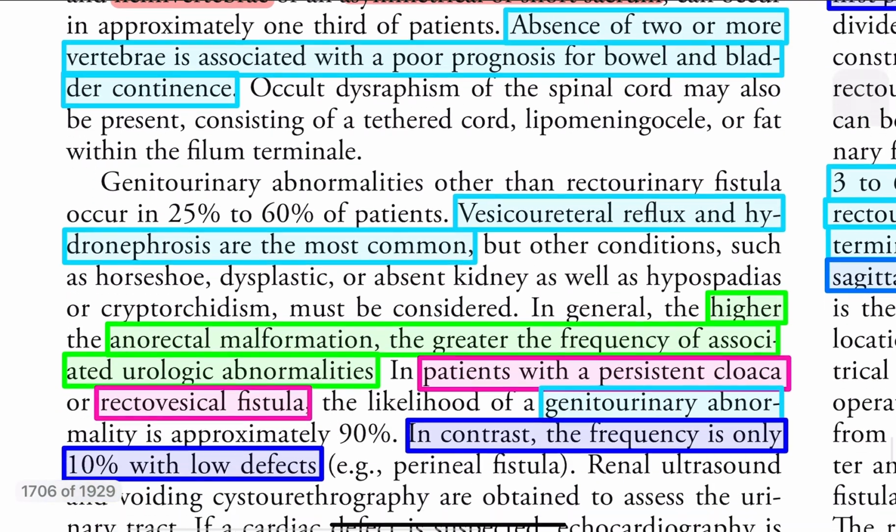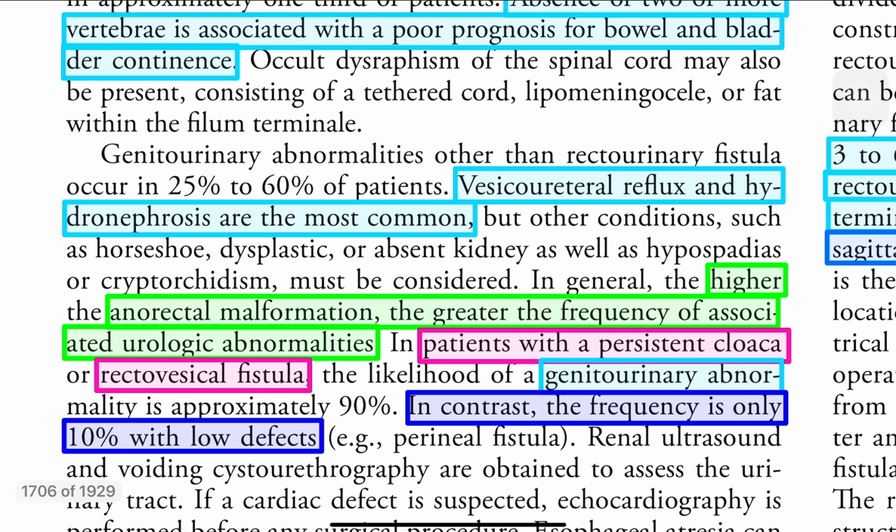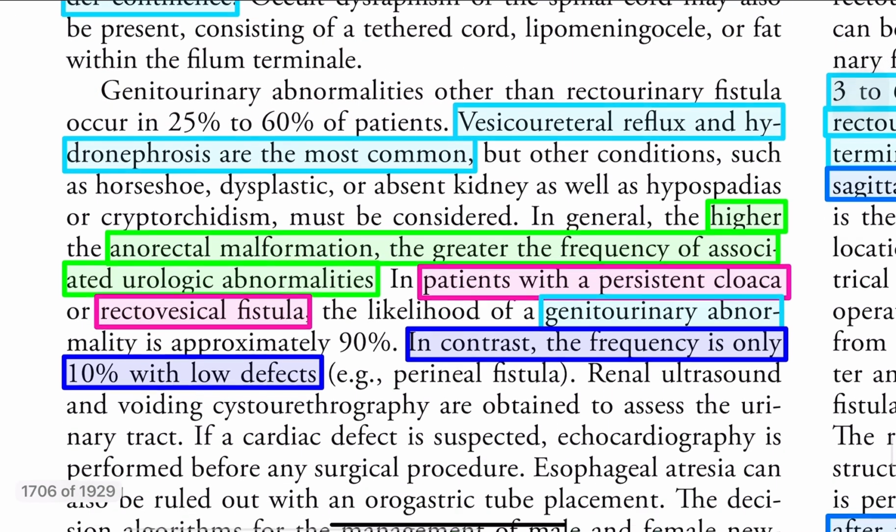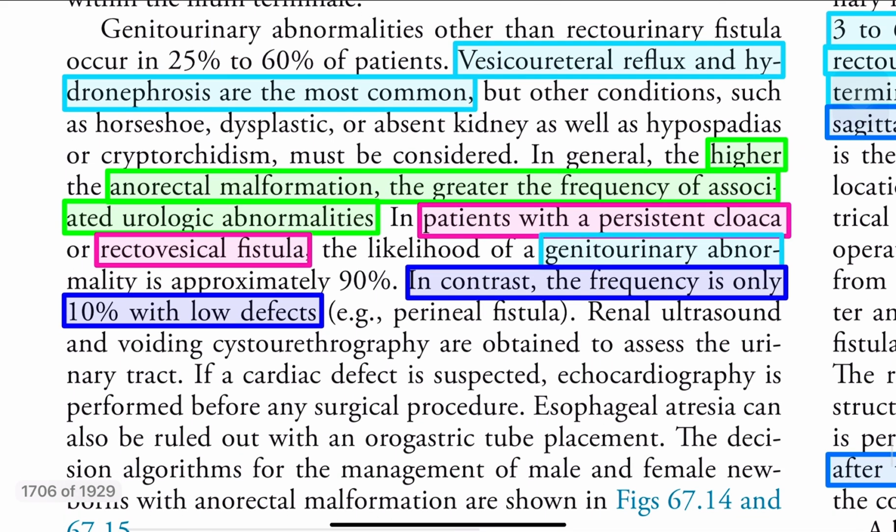Then vesicoureteric reflux and hydronephrosis are the most common. So overall you can understand the genitourinary anomaly is most common, in which vesicoureteric reflux and hydronephrosis. So the higher the anorectal malformation, the greater the frequency of associated urological anomaly.